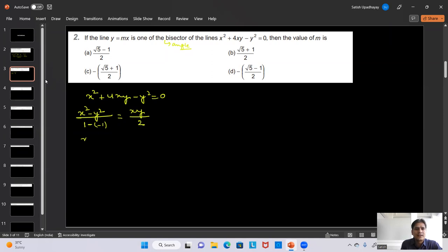So from here, what do we get? x square minus y square upon 2 equals xy upon 2. Basically, this 2 and this 2 will get cancelled out. So our equation of bisectors comes out to be x square minus xy minus y square equal to 0. Am I making any mistake? h will be 2, here it will be a minus b. Yes, it seems to be correct. So x square minus xy minus y square equal to 0 is the equation of bisectors for this pair of lines.